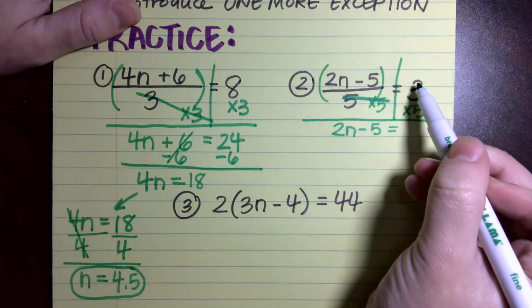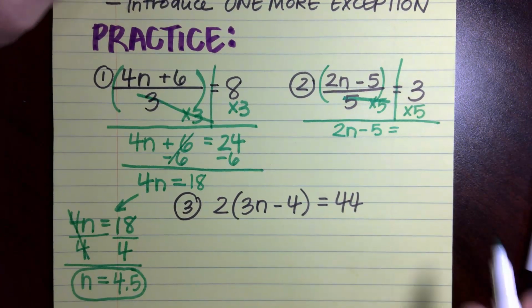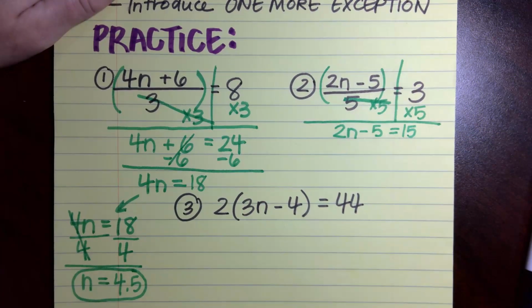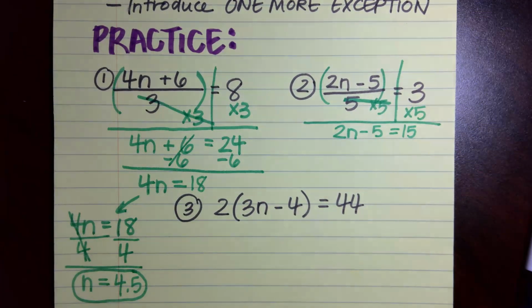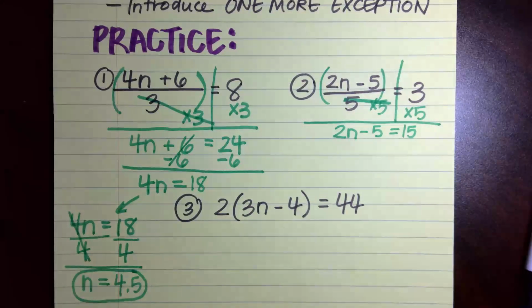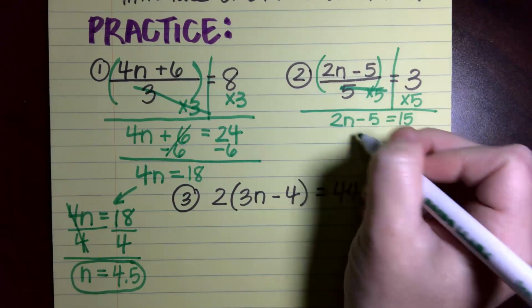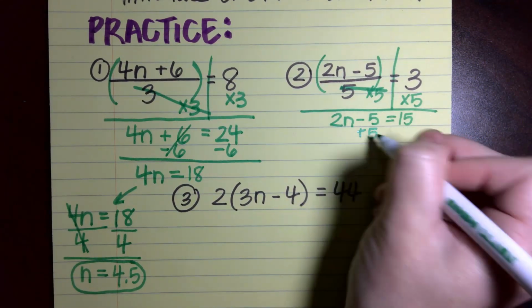Equals, and then what's 3 times 5? 15. All right. I'm glad at least you're catching it though. Okay, so now that we have 2n minus 5 equals 15, where do we go from here? Now it's positive 5. We want to get rid of minus 5, so we're going to add 5.